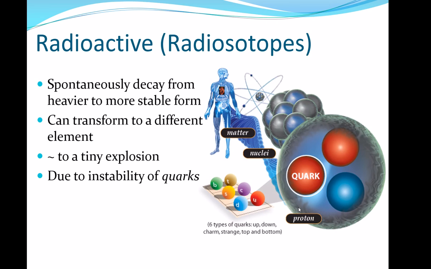Conversely, radioisotopes we use a lot for diagnosis. If you're getting radiation for cancer, we can use it to treat cancer sometimes. Radioisotopes are what we call radioactive. They are not stable. They will spontaneously decay from the heavier element to the more stable form.